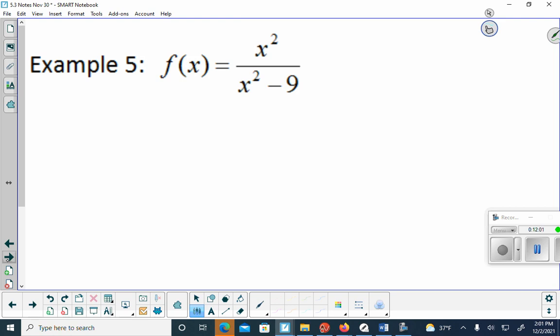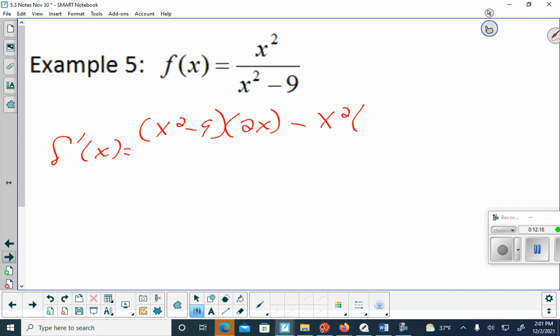I feel like I do all the work. All right. Take the derivative. I'm going to leave my denominator alone. Take the derivative of my numerator, which will be 2x. Minus, leave my numerator alone. Take the derivative of my denominator, which will be 2x. And this is all over x squared minus 9 squared.